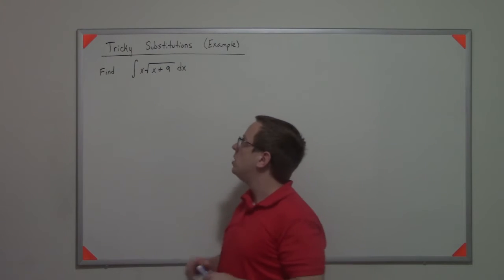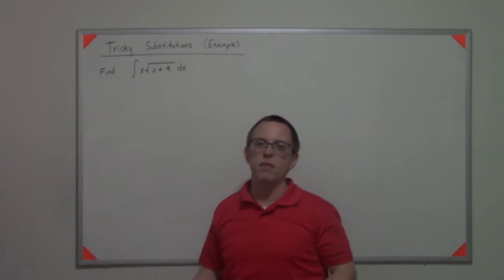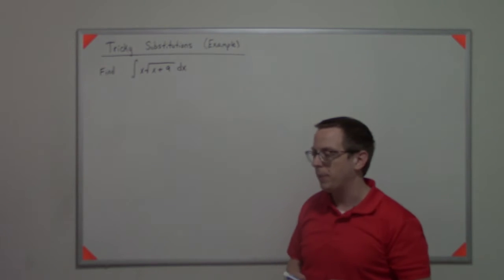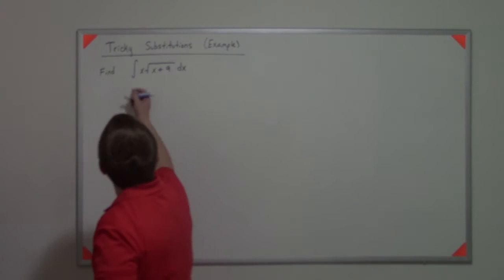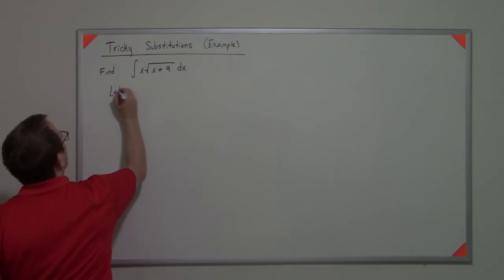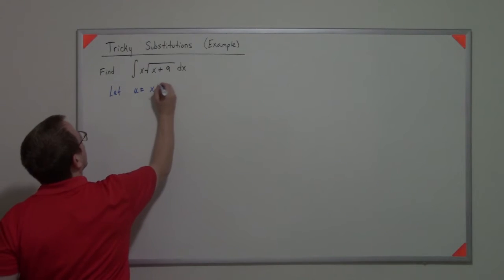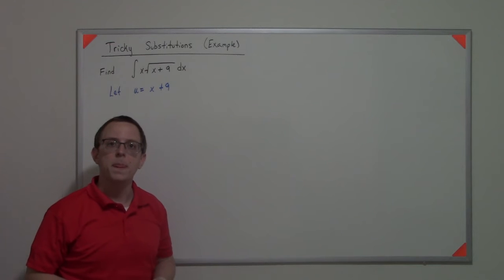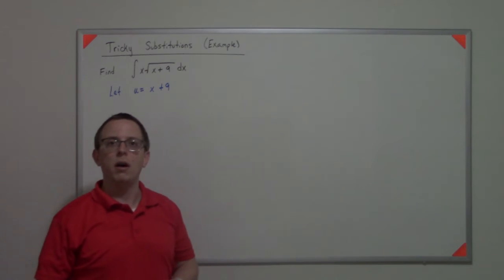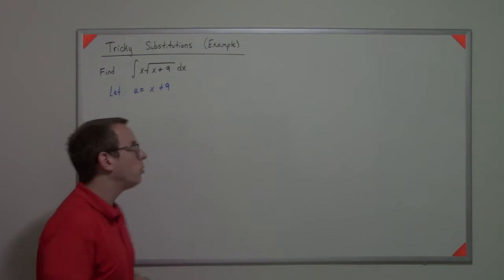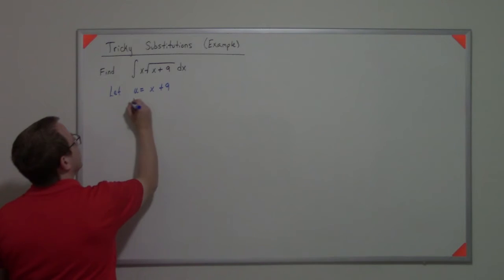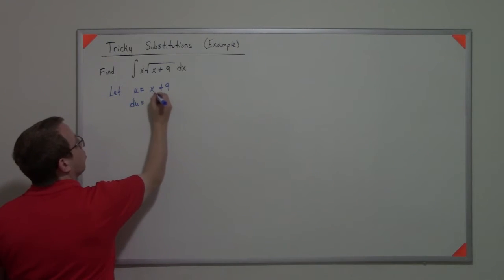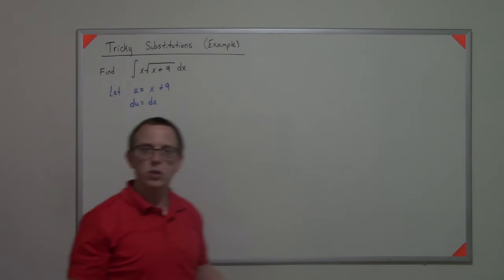Typically you pick the thing inside of the square root or a parentheses or something like that. So I'm going to let u equal x plus 9. Then the normal process says I need to take the derivative, and du is 1 dx. So du is equal to dx, and that's great.